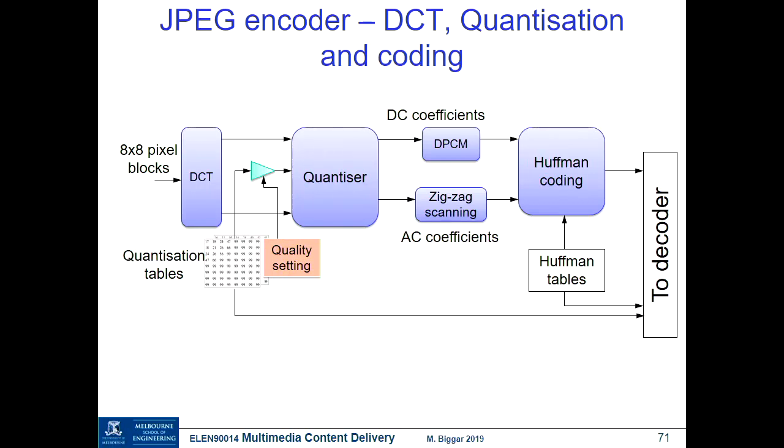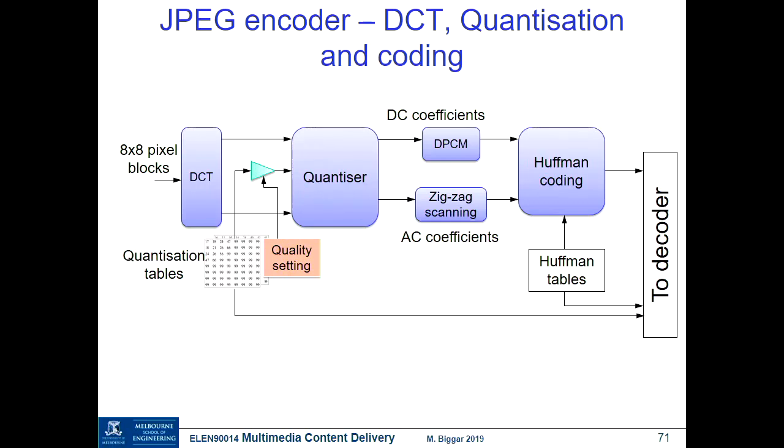The DCT coefficients are actually encoded in a slightly different way depending on whether they are the DC coefficients, that is the zero frequency ones, or whether they're the AC coefficients. So the AC coefficients are read out using that zigzag scanning approach, and the DC coefficients are actually predictively coded. So I'll show you how we do that in the next slide.